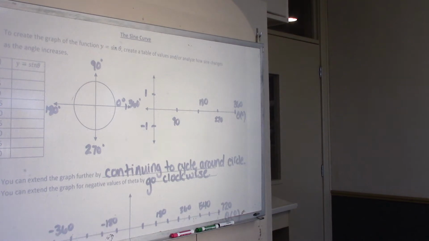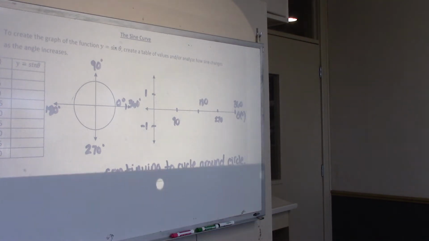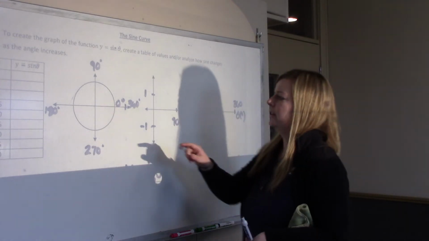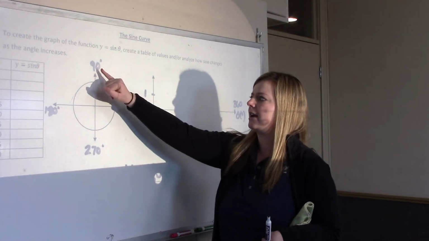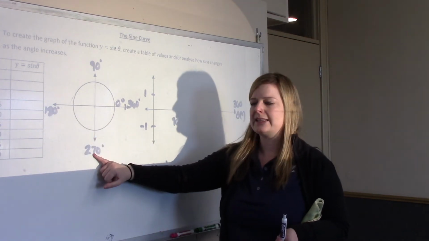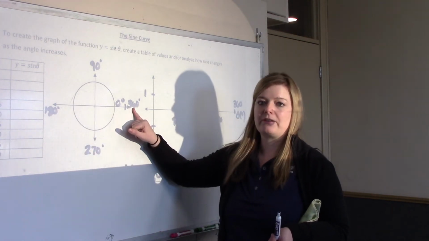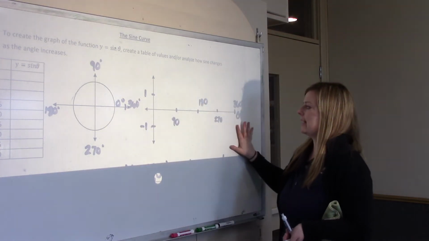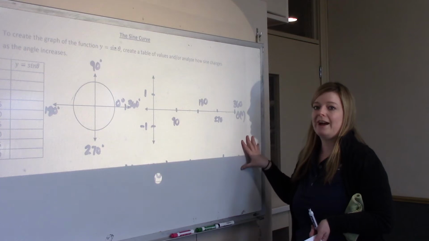So here we go. Take some time to get this down, okay? So you'll notice what I've already filled in is we're going to go around the unit circle. So we start at 0 degrees, then up to 90 degrees, 180 degrees, 270 degrees, and then one full revolution is 360 degrees. Okay? Then we're going to set up our graph.